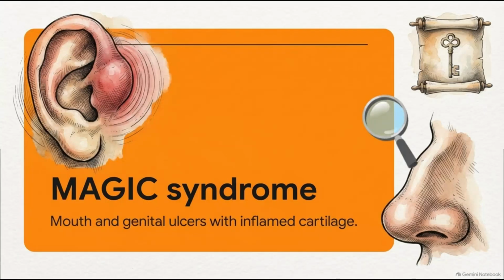Here is a great mnemonic for your exams. Remember that when Behçet stigmata are combined with relapsing polychondritis, it's designated as MAGIC syndrome. MAGIC literally stands for mouth and genital ulcers with inflamed cartilage.